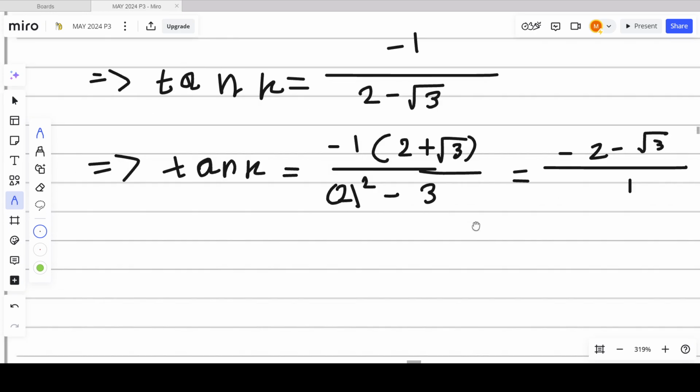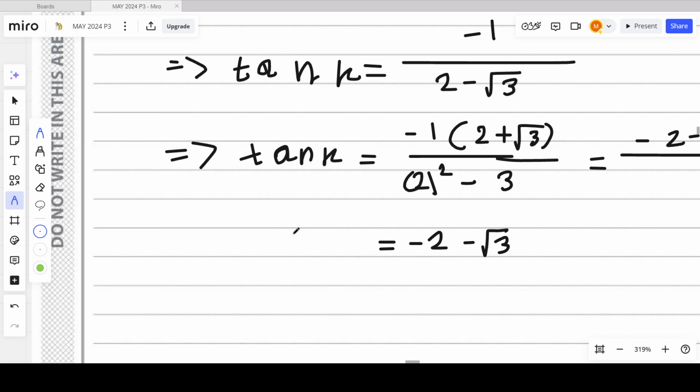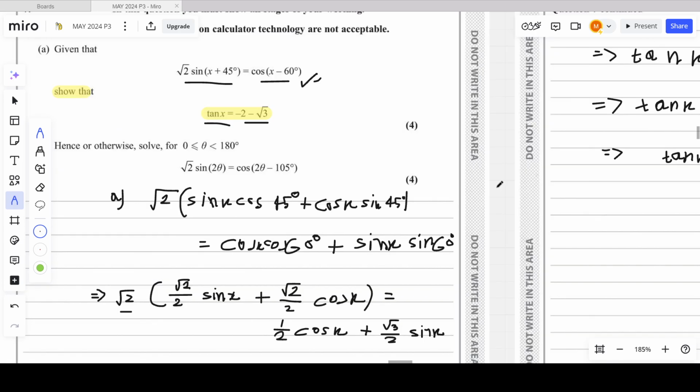This is what? 1. So we got negative 2 negative square root of 3. That's what the question has asked for, right? Okay, so that has been shown. Done.